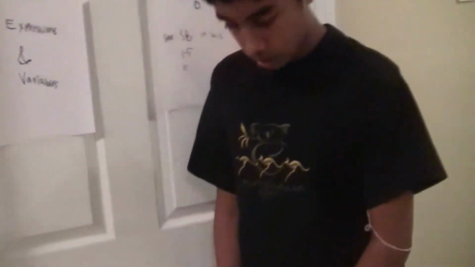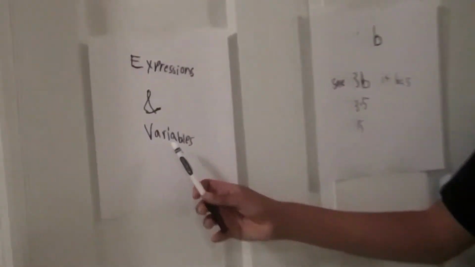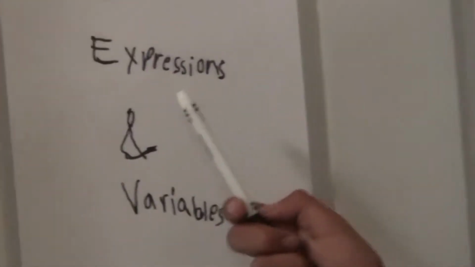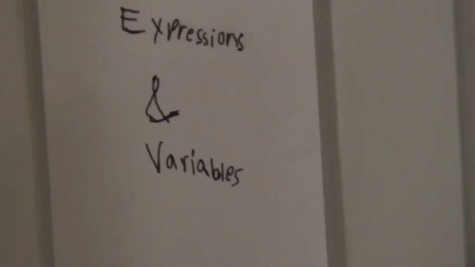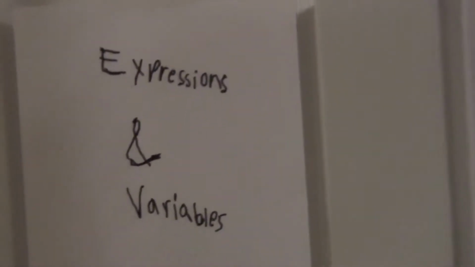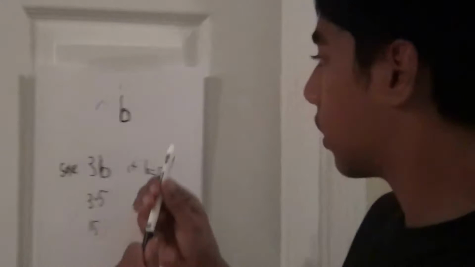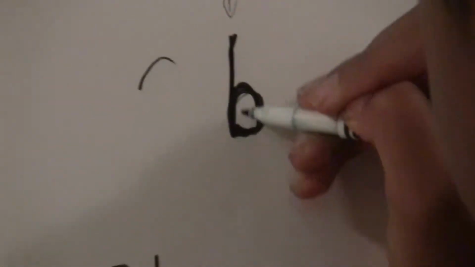Let's begin Lesson 1. In Lesson 1, we're going to be talking about expressions and variables. Now, before we can do some examples, we have to know what these actually mean. Variables are a letter that represents one or more numbers. So, let's say B, because that's a letter. So B is the variable. The expression means a problem. When it says evaluate an expression, that means evaluate the problem.